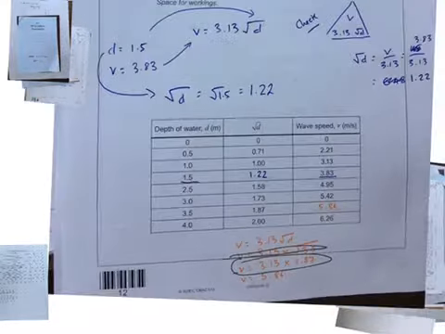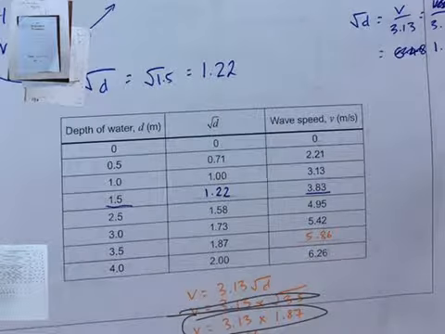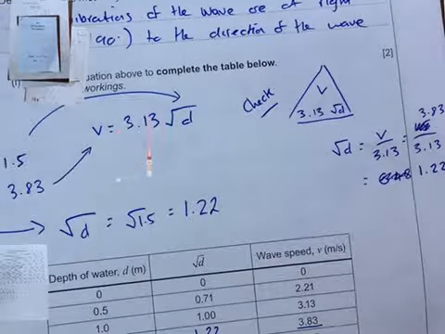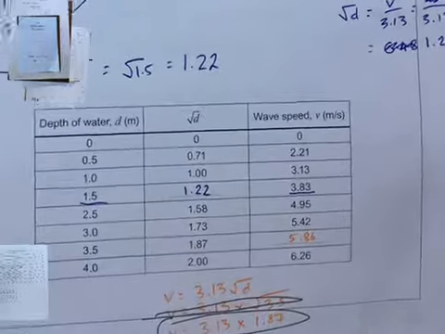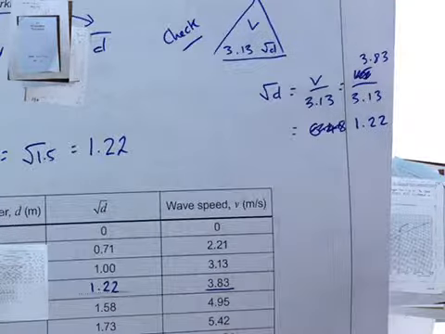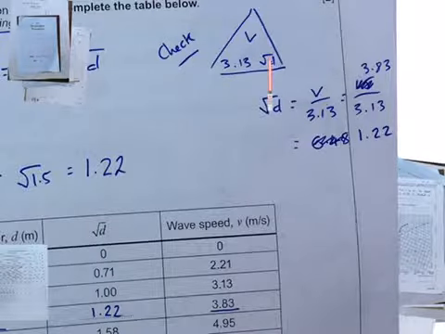I should really adjust that on my sheet. This is the tricky one because you have to rearrange this formula. So I've always said if you see something together, always chuck the outside one on top in a triangle. So if you're looking for the square root of D, which I am here, you put your finger over the square root of D. It's V on top of 3.13.